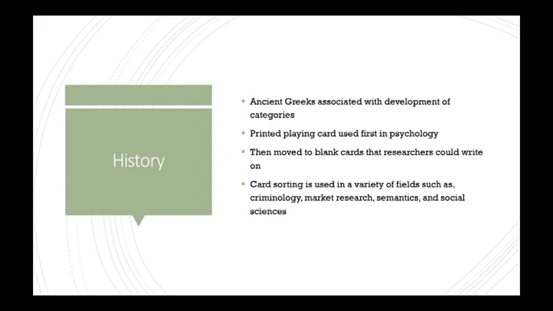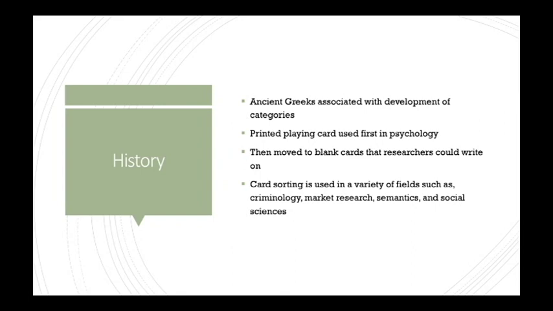So when I was looking into the history of card sorting, I found that it went back a lot further than I anticipated. The ancient Greeks are credited with the early development of categories, and Aristotle was the one who provided the foundations for categorization that we use today for plants and animals. Initially, printed playing cards were used for a variety of experiments, mostly in psychology.